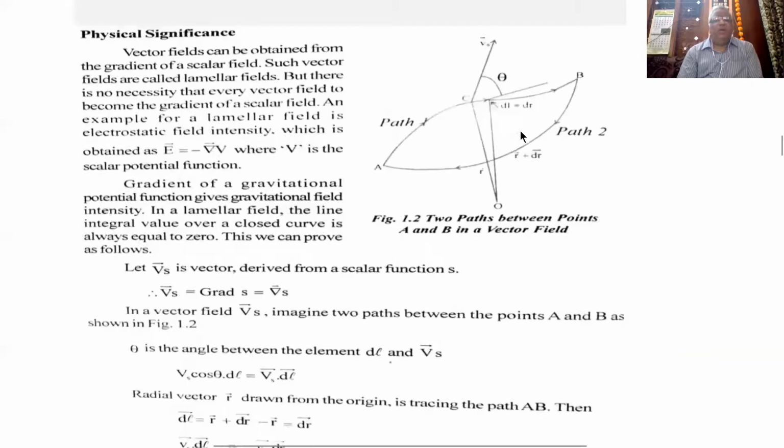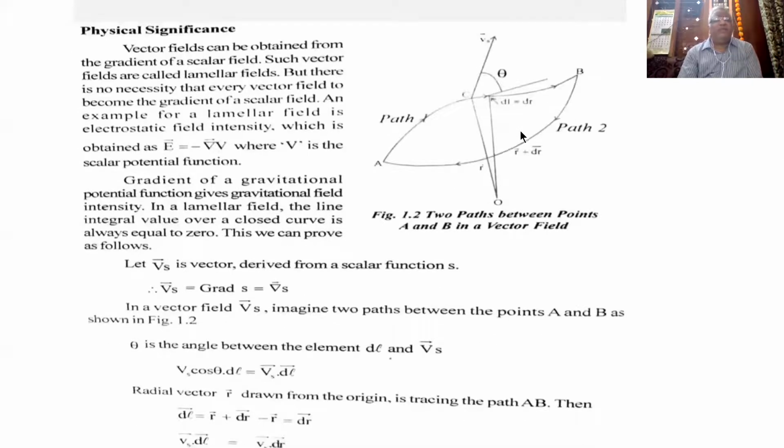Physical significance. What is the physical significance? We have to show by these two paths between A and B. We are taking 2 points A and B in a vector field. A to B is path 1, B to A is path 2. A vector field can be obtained by the gradient of a scalar field. Such fields are called lamellar fields. What are lamellar fields? The gradient of a scalar field is represented by lamellar fields.